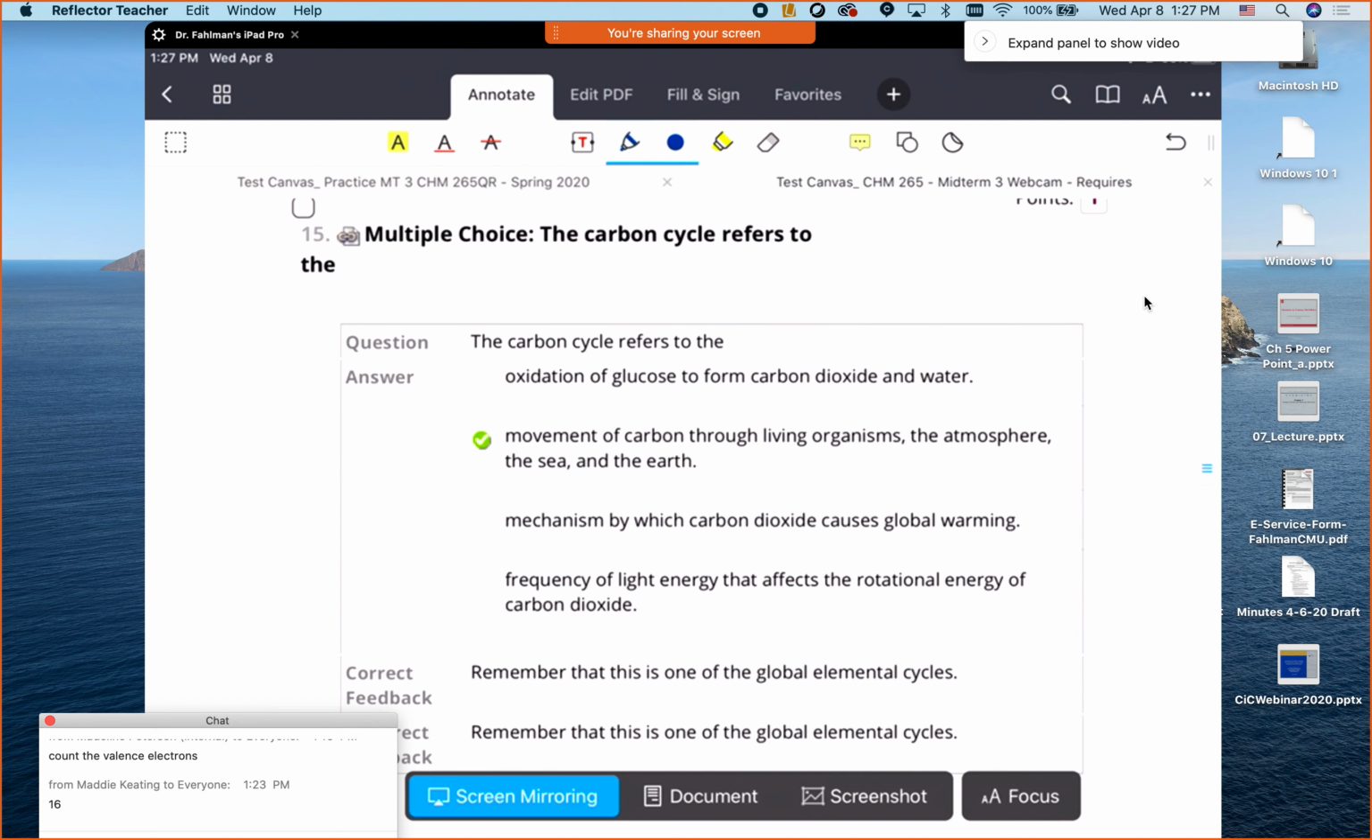All right, the carbon cycle. It's just movement of carbon, and it's through organisms, atmosphere, earth, and the sea. So all of those are sinks for carbon.